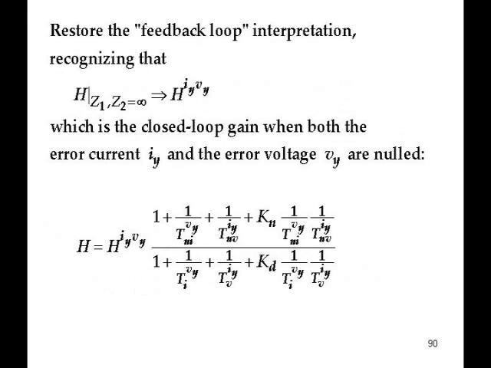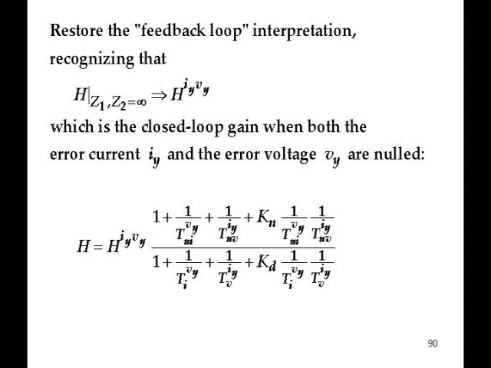But notice in the denominator we now have Ti, which is the current loop gain, with Vy nulled, and the voltage loop gain with Iy nulled, and there's a symmetry there. And the last term is a product term representing interaction. And the Kd is again an interaction term. Same in the numerator. And here are the definitions, again exactly the same as they were with the impedance ratios, and a redundancy there again.